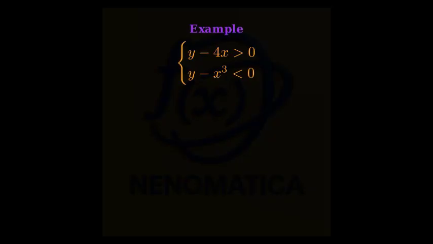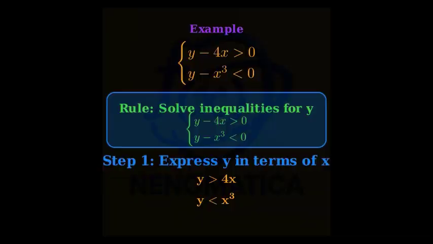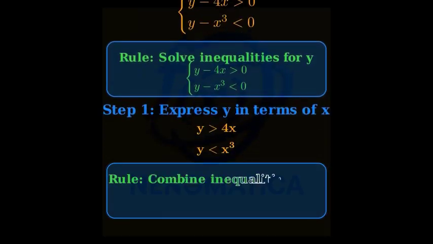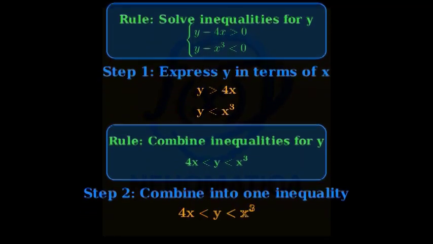Example: we will solve the system of inequalities exactly following the step order seen in the provided algorithm. Step 1. Express y in terms of x from each inequality. We isolate y. The results are y is greater than 4x, and y is less than x cubed. Step 2. Combine the two y inequalities. This produces a single double inequality: 4x is less than y, which is less than x cubed.